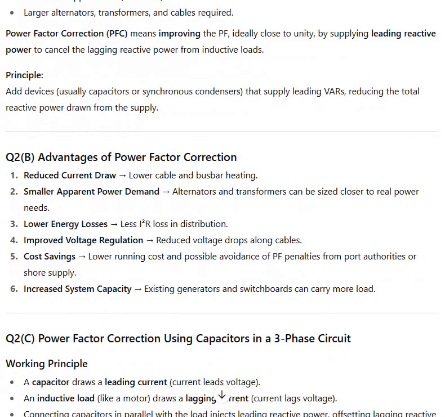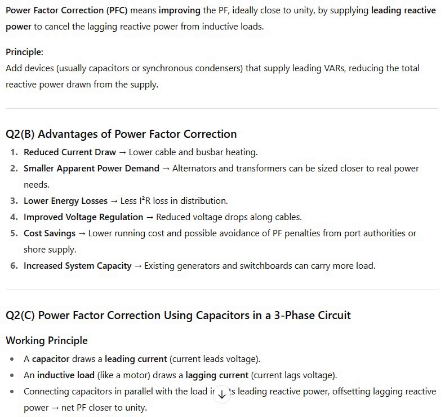Advantages of power factor correction: reduced current draw, so cable heating and busbar heating are lower. Smaller apparent power demand, so alternators and transformers can be sized closer to the real power needs. Lower energy losses, that is I square R losses are less. Improved voltage regulation, with reduced voltage drops across the cable. Cost saving: lower running costs and possible avoidance of power factor penalties from port authorities or shore supply. Increased system capacity: existing generators and switchboards can carry more load.